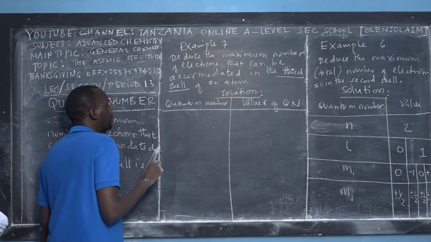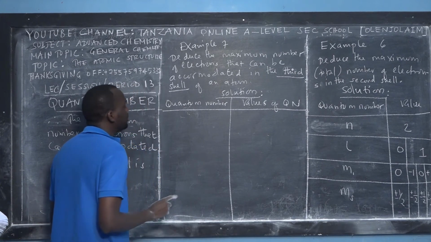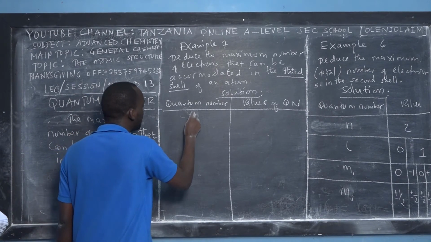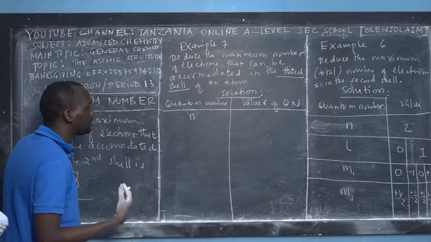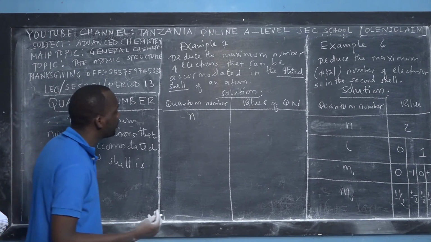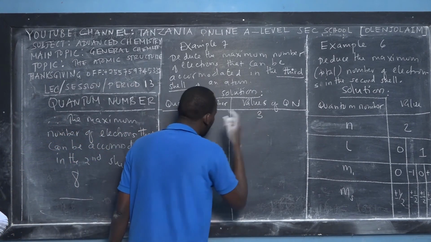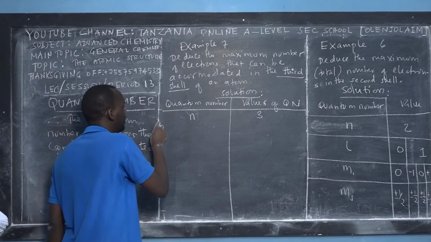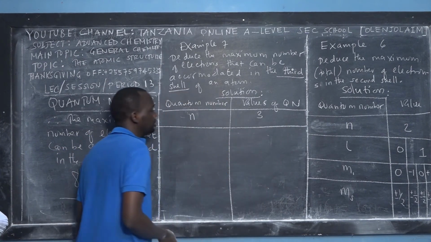So the primary, always the first fundamental, the first quantum number is the principal quantum number. So if the question asks us about the third shell, it means that the value of the principal quantum number n is equal to 3. Listen carefully. If you ignore this, it will cost you.